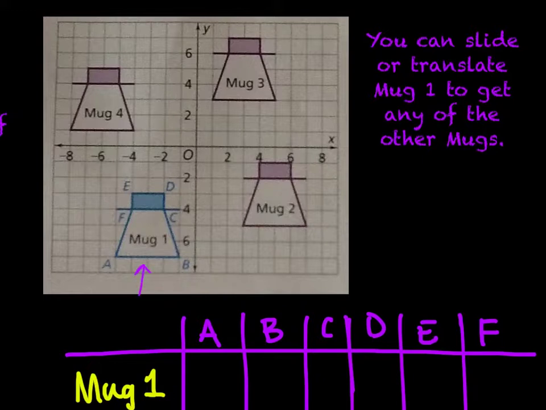Here's our mug 1. Can you slide or translate mug 1 to get any of the other mugs? Can we slide mug 1 to get mug 2 or mug 3 or mug 4? Who knows? I bet you we can though. All right, so let's try our hand at that. Let's see what we can do.